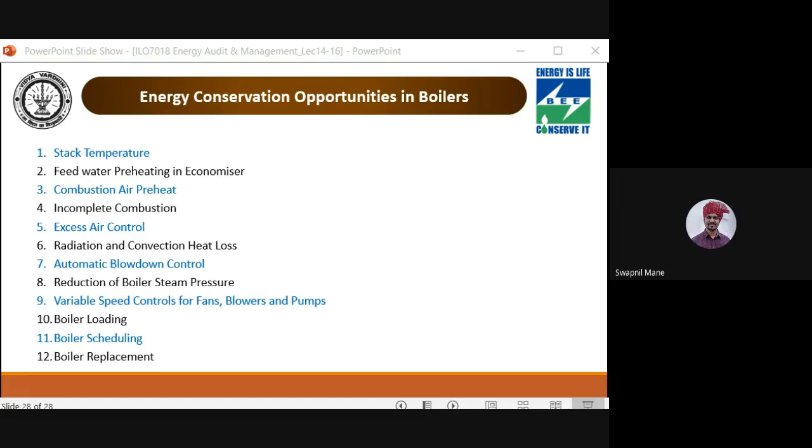Then the next one is the combustion air preheat. Combustion air preheating is an alternative to feed water heating. In order to improve thermal efficiency by 1%, the combustion air temperature must be raised by 20 degrees Celsius. Okay. Most gas and oil burners used in the boiler plant are not designed for high air preheater temperatures, but modern burners can withstand much higher combustion air preheat.